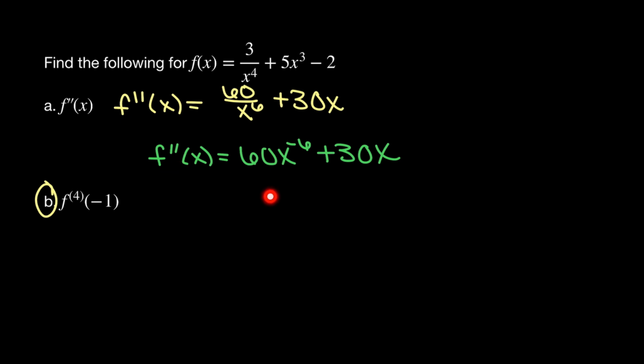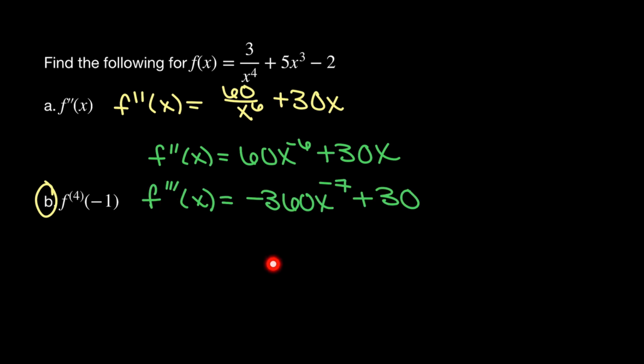So my second derivative from the previous part was 60x to the negative 6 plus 30x. So then for my third derivative, I take the derivative of that, I bring down the negative 6, negative 360x to the negative 7, and the derivative of 30x is 30. I'm going to find the derivative one more time. So my fourth derivative, bring down the negative 7, I get 2,520x to the negative 8. And then that second term, that 30, is a constant, so it has a derivative of 0. So there's my fourth derivative.